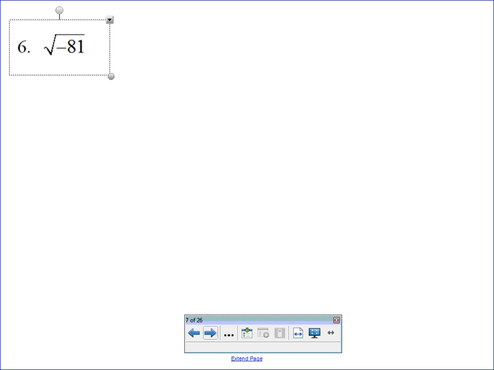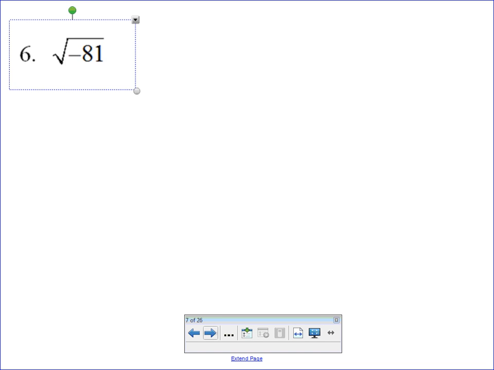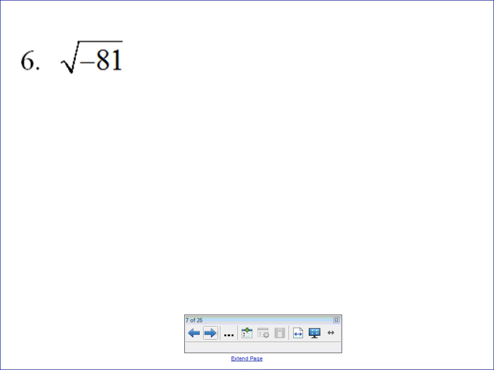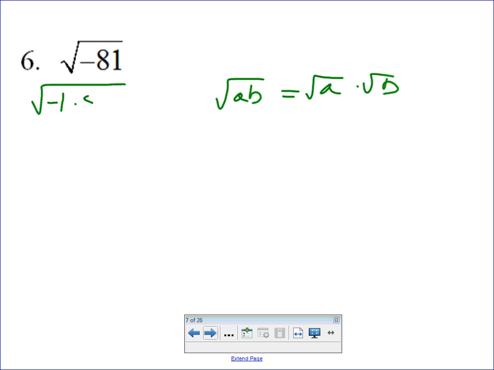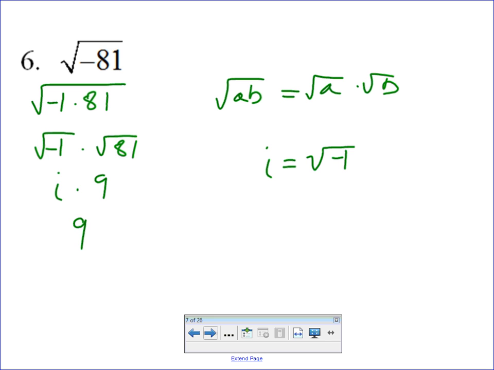Number 6 could not be simpler. The problem is that this is once again one you can type directly into the calculator. But to do it correctly, remember our rule that the square root of a times b equals the square root of a times the square root of b. So in here, the math that's really going on is this is the square root of negative 1 times 81, or the square root of negative 1 times the square root of 81. Remember, i equals the square root of negative 1. So this is just i times 9, or 9i.